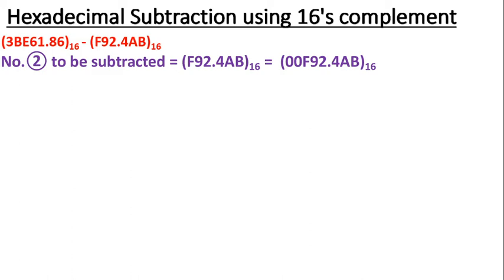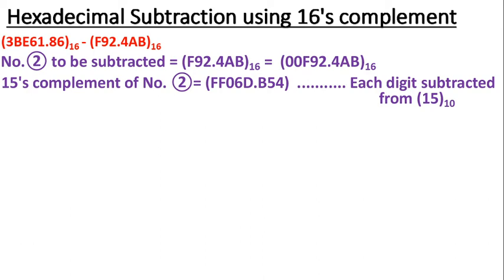Then the next step is to get the 15's complement of that second number. Every digit of that second number is to be subtracted from 15, that means F. In other words, we can say F point F minus 00F92.4AB. So this particular subtraction is required here.